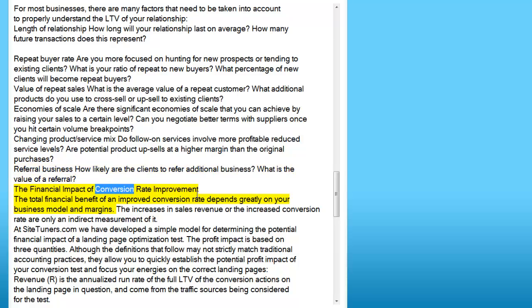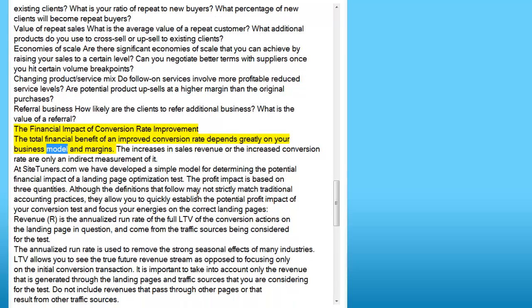The financial impact of conversion rate improvement. The total financial benefit of an improved conversion rate depends greatly on your business model and margins. The increases in sales revenue or the increased conversion rate are only an indirect measurement of it.